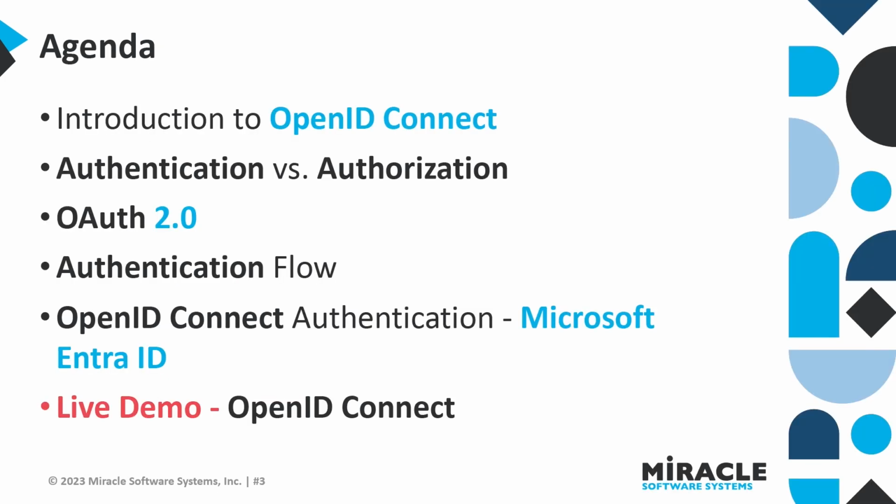The agenda for this video is as follows. First, I will give a brief introduction to OpenID Connect. Secondly, we will discuss the differences between authentication and authorization. Third, we will get to know the key role of OAuth 2.0. And we will understand how the authentication flow of OIDC works, followed by listing out the benefits of OpenID Connect. And in the end, we will look into a live demo of OIDC.